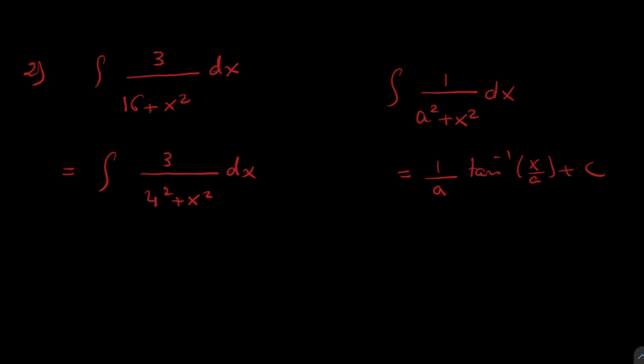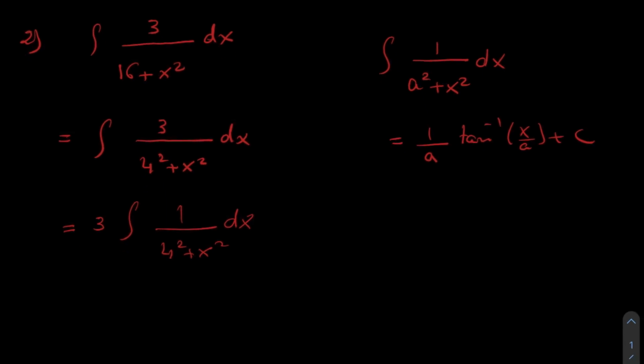And there's a proof for that, but we're not going to do that in details so that you can do it as easy as possible. So now we can take 3 outside the integral, so you can write it's equal 3 integral 1 over 4 squared plus x squared dx. And now compare them. You can say that 4 is a, and then we can write the answer as 3 over 4, which is the a, tangent inverse of x over a, which is x over 4, plus constant.